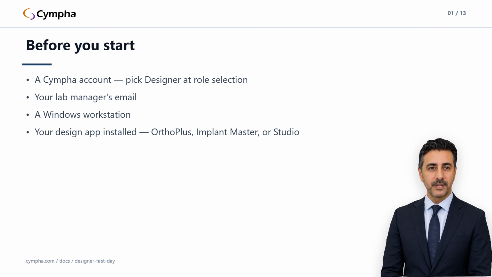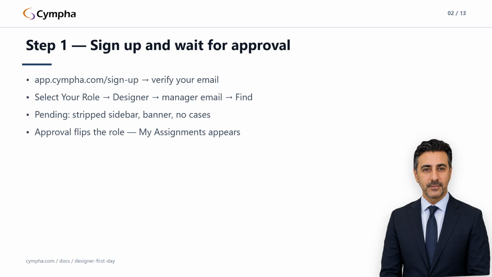Here's what pending looks like so you don't think something is broken. A stripped-down sidebar with just Dashboard, My Team, My Cloud, and Downloads, plus a banner explaining you're waiting for approval. You can't open cases, the queue is invisible to you, and you don't have a workspace yet.